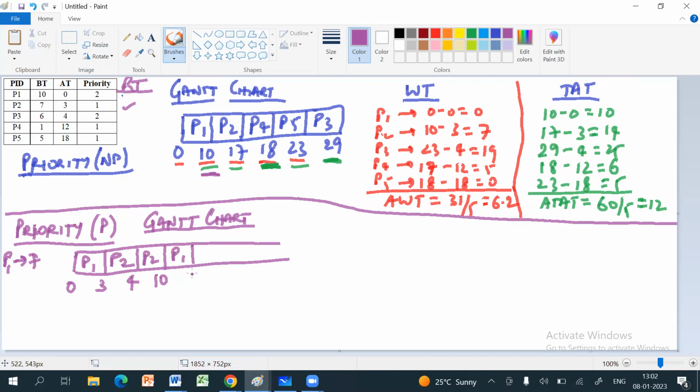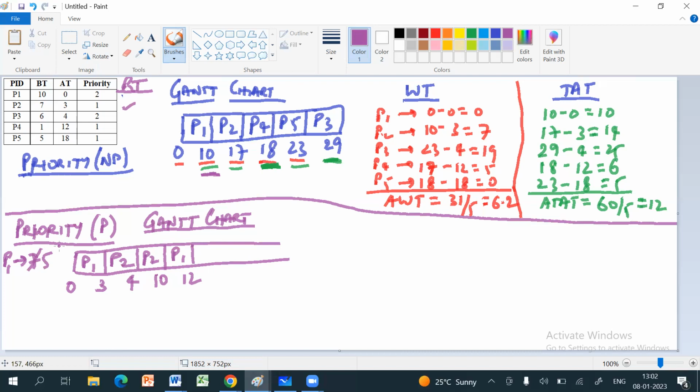It was supposed to continue till 17, but then there is an interrupt at 12 because P4 has arrived at 12. So obviously P1 will be temporarily halted again. Now what is the remaining time? Out of the 7 remaining time here, 2 units have completed. So the remaining time for P1 is now still 5.